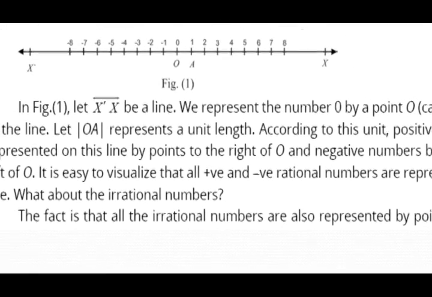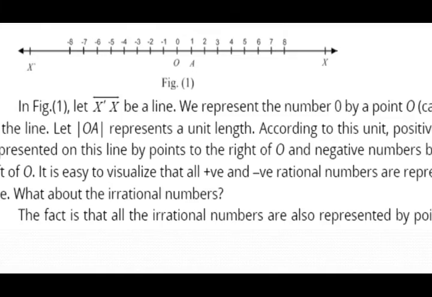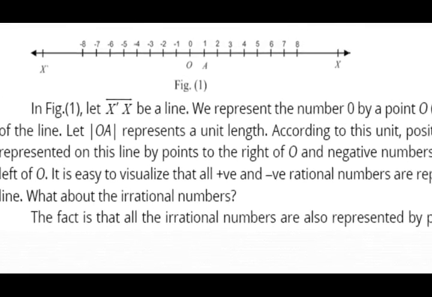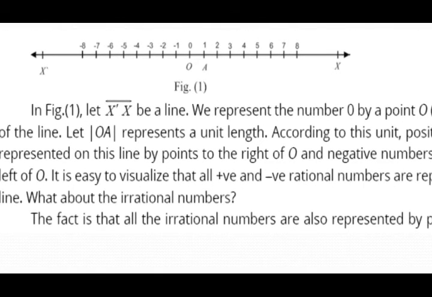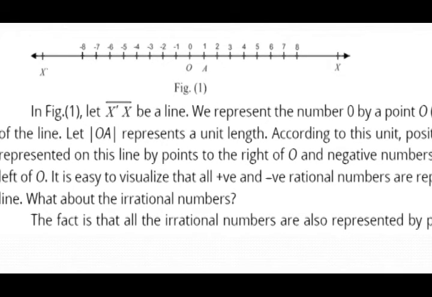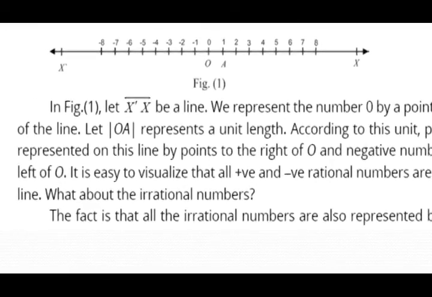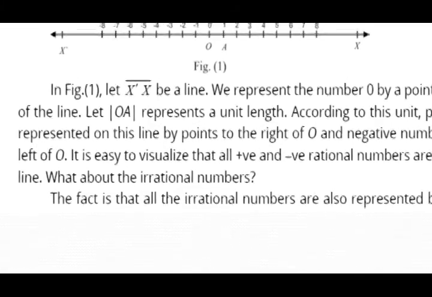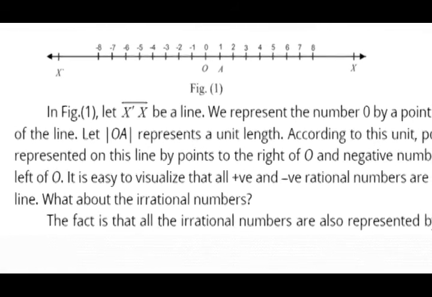Between 0 and 1 there are many infinite decimal numbers, and these are rational and also irrational. Like 0.5 is a rational number between 0 and 1, and 0.523167 continuing, non-terminating, non-recurring, is an irrational number, also on this line. So all the real numbers are represented on this line.